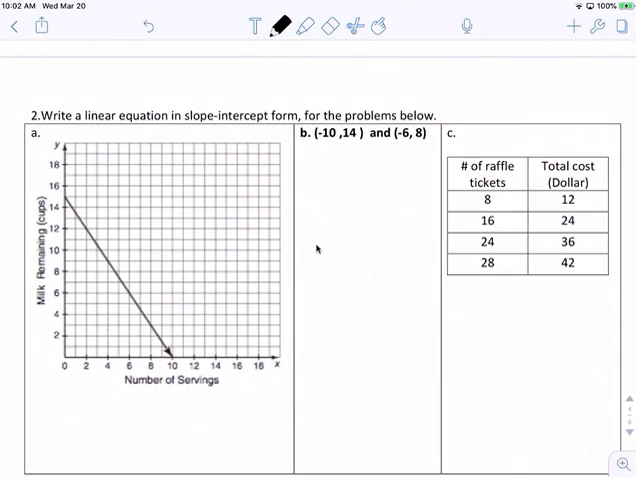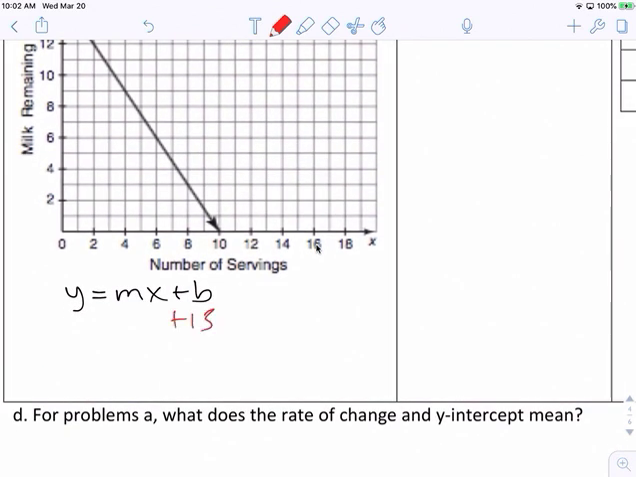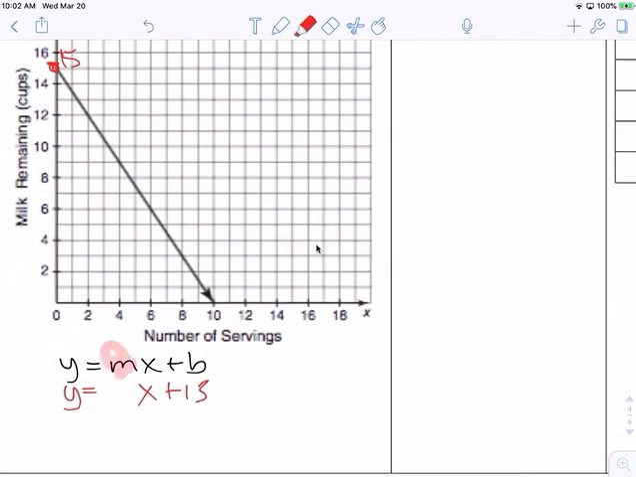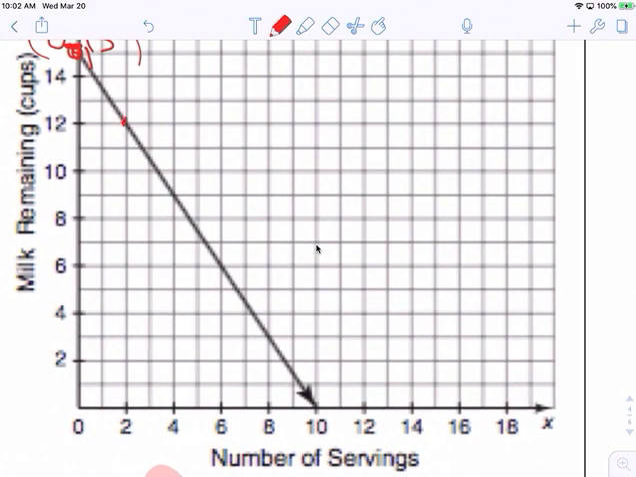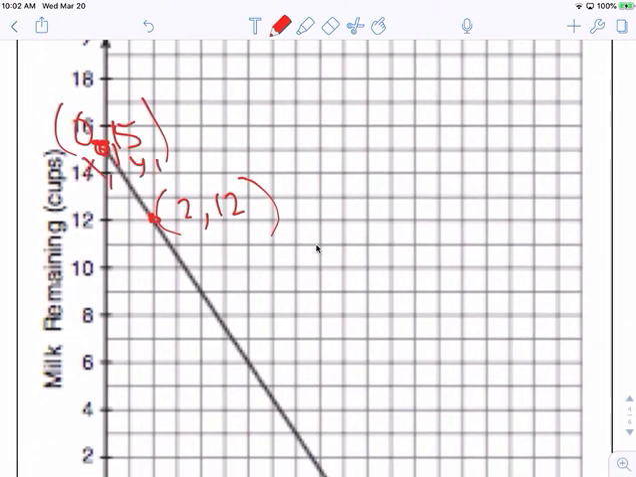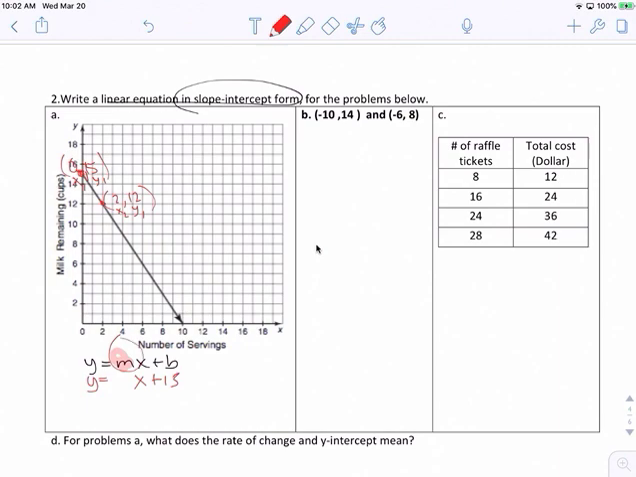Okay, here write a linear equation in slope intercept form. We can use here y equals mx plus b because we have the y-intercept, 15, 0, 15. And all you need to do is find the rate of change, the slope, the m. And all you need to do for m is, this is 0, 15, use another point, 2, 12. X sub 1, y sub 1, x sub 2, y sub 2, okay? And then find slope, put it in there, and that's your answer.